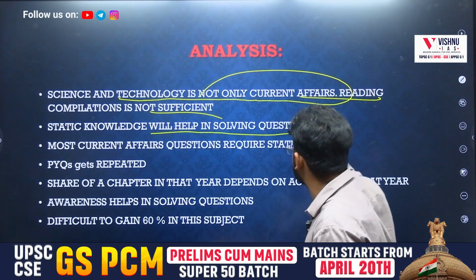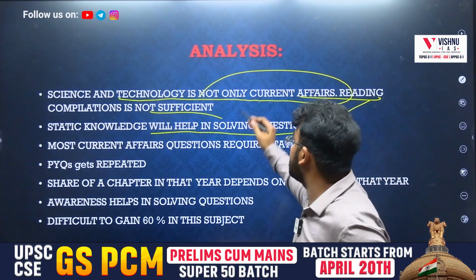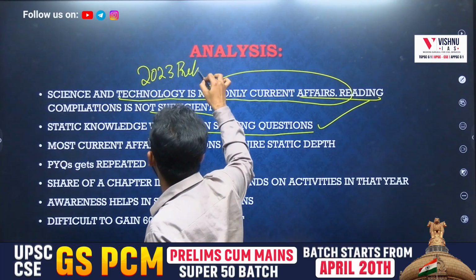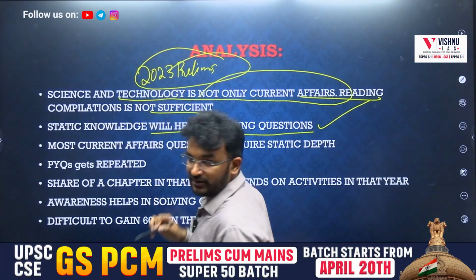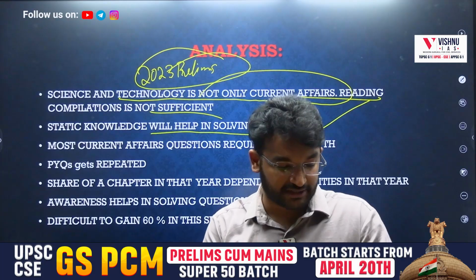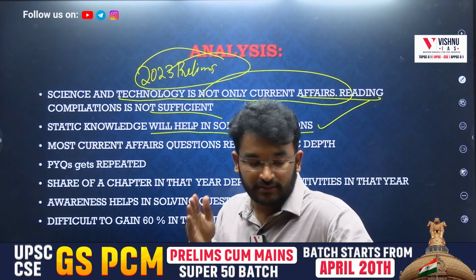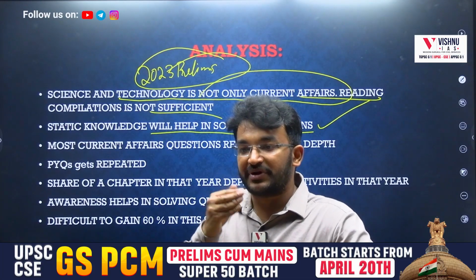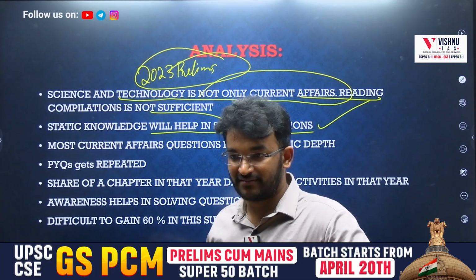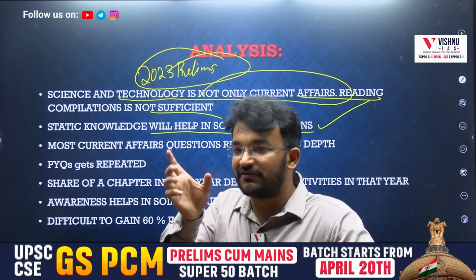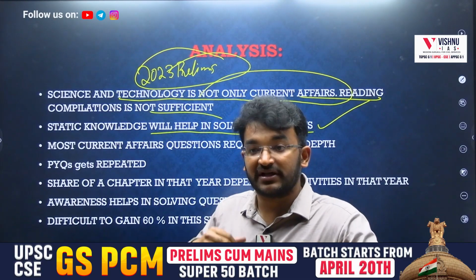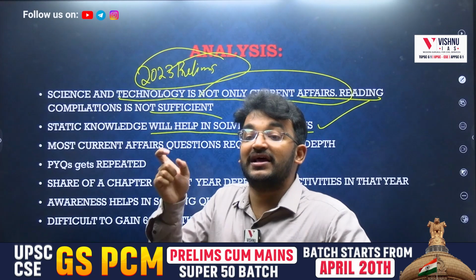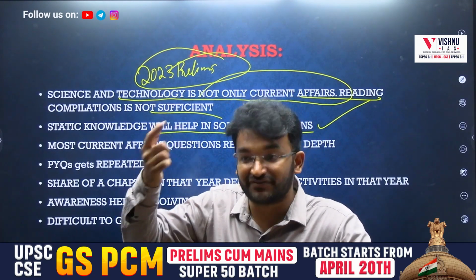Static knowledge will help in solving questions. For example, in the 2023 prelims, we had a question in the examination which says that Agni 5 missile is a cruise missile. The second option says that BrahMos missile is a ballistic missile. Now, Agni 5 and BrahMos are in the current affairs. We know that. First of all, we need to know what is meant by a cruise missile and what is meant by a ballistic missile. If you know that, you can answer that question very easily.